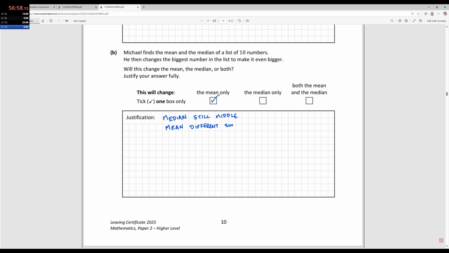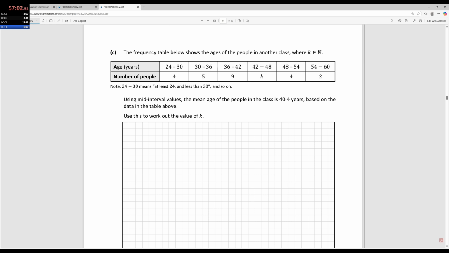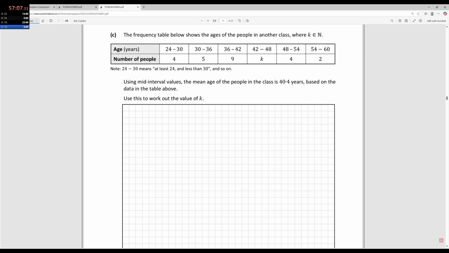Because you're adding different numbers together. Using mid-interval values, the mean was base. Oh, okay, do this backwards. Alright then. Yeah, it's just going to be hefty algebra, like a lot of it.